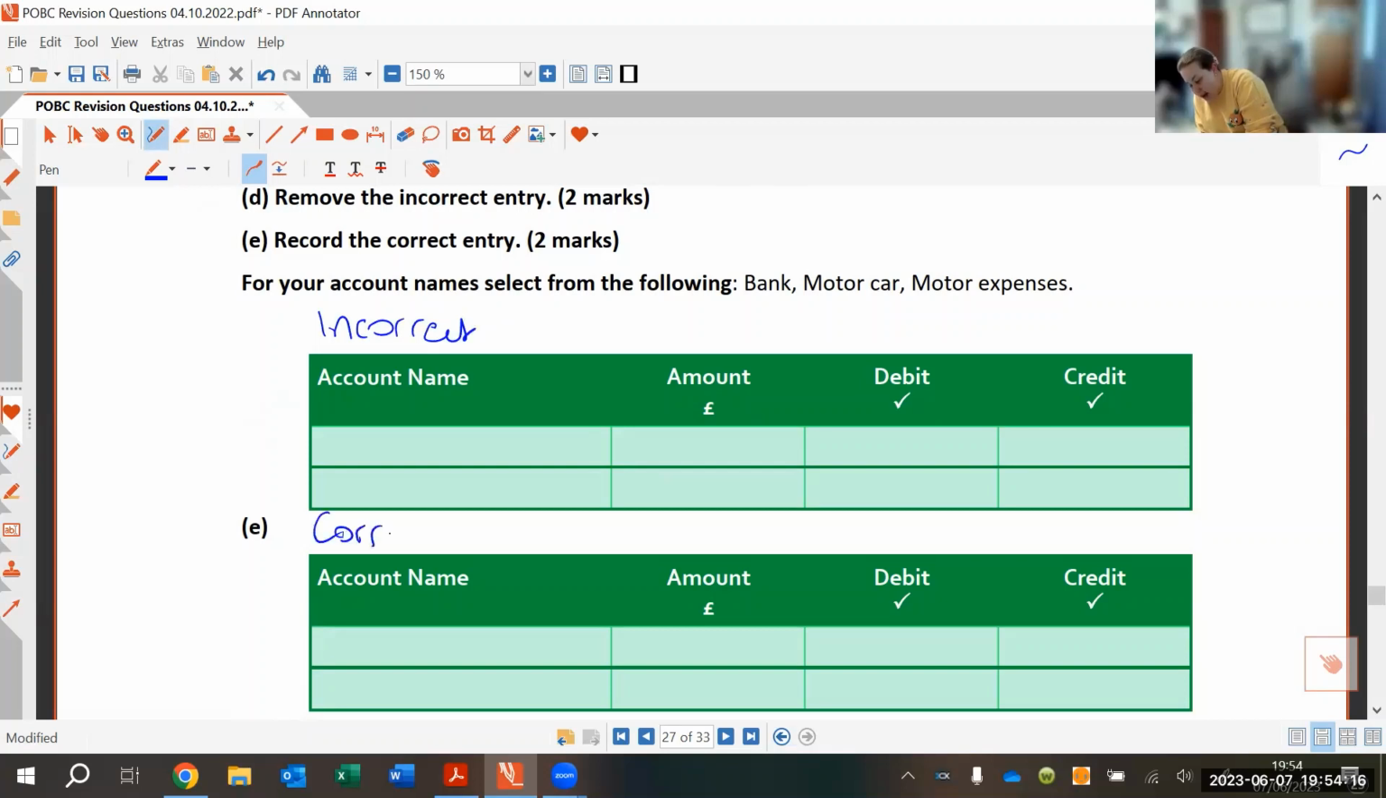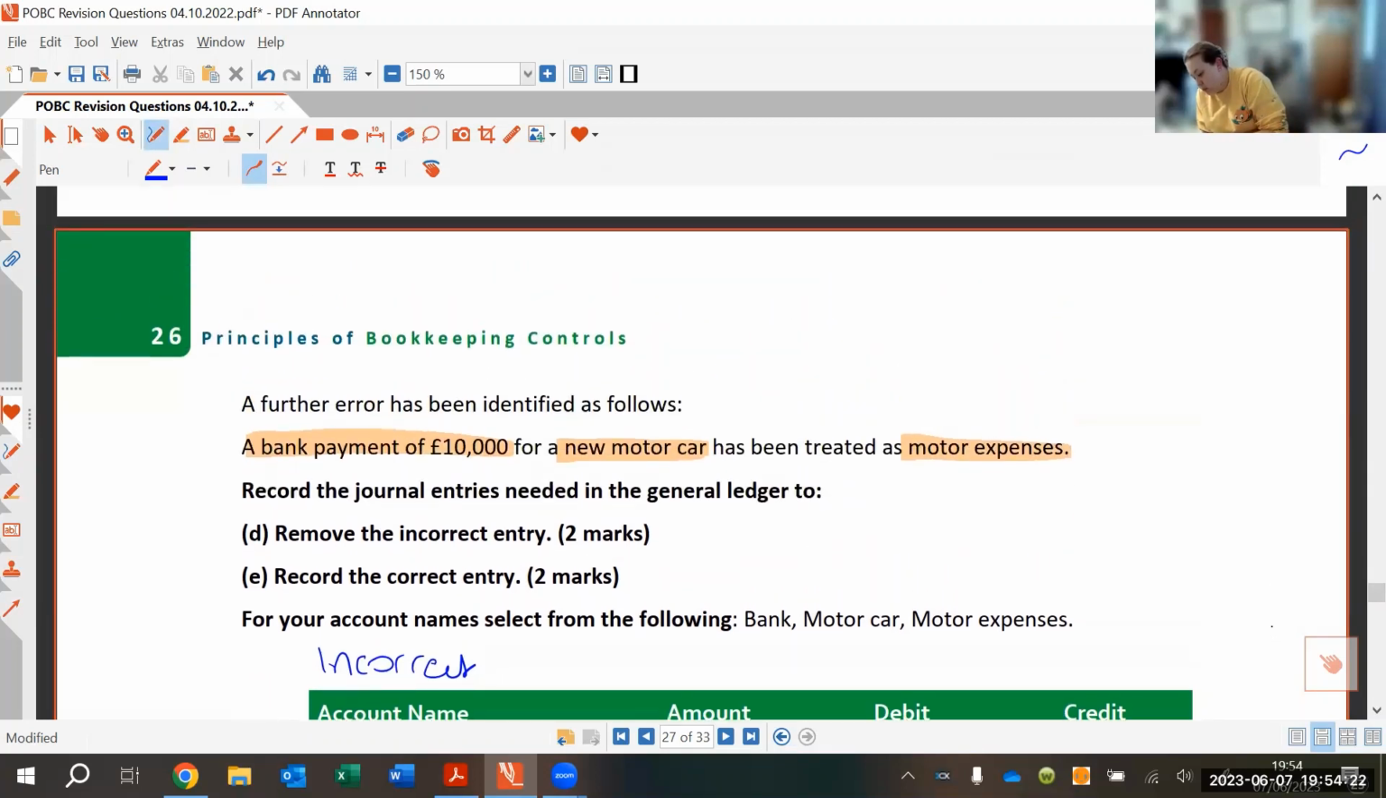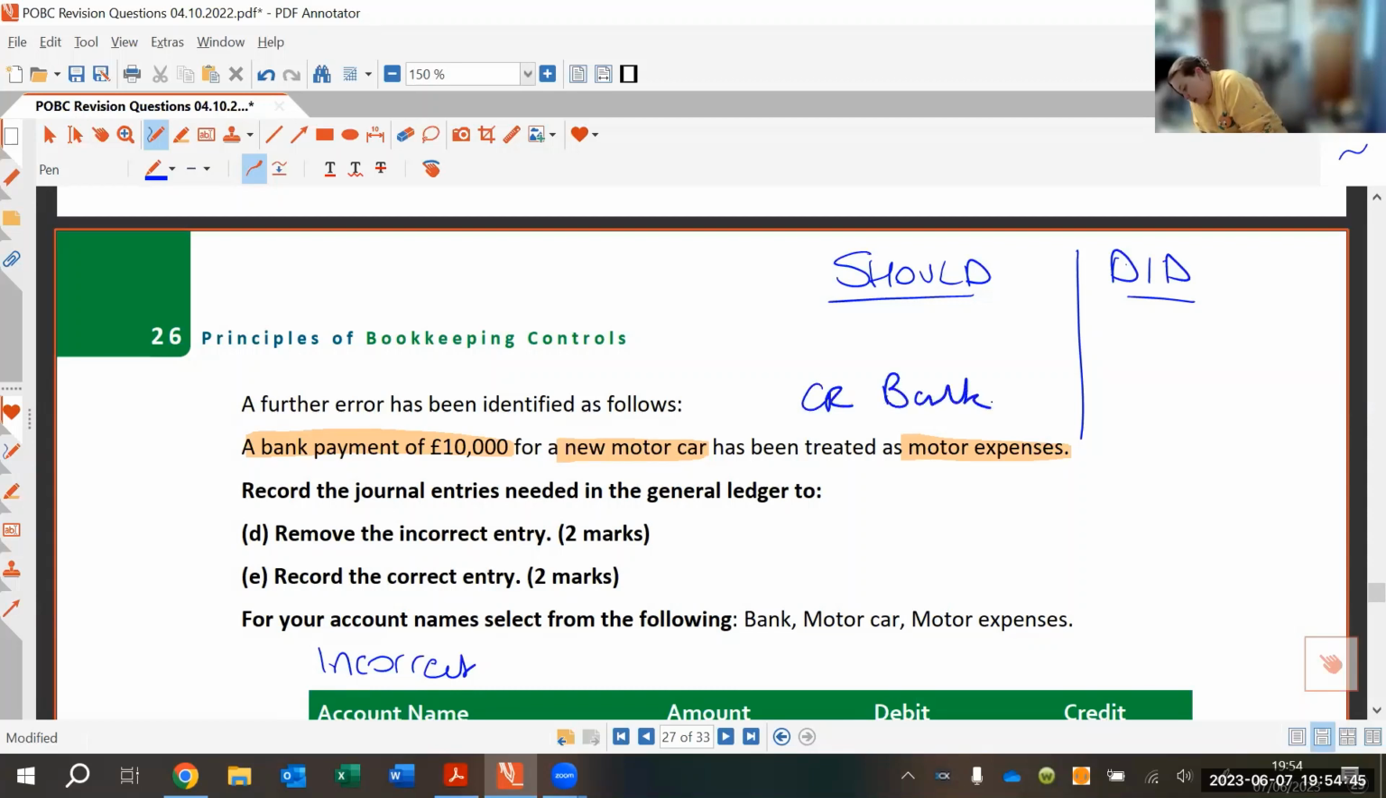And then we need to post it correctly into the journal in E. So with this, we have to think about what they should have posted or where they should have posted, and what they did post. So we've paid £10,000 out of our bank for a car. So we know that they should have put a credit entry into the bank, and therefore they should have debited motor expenses.